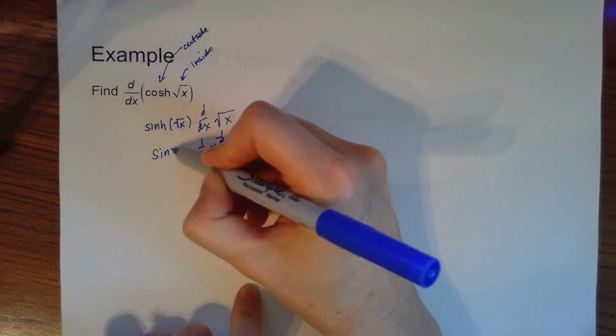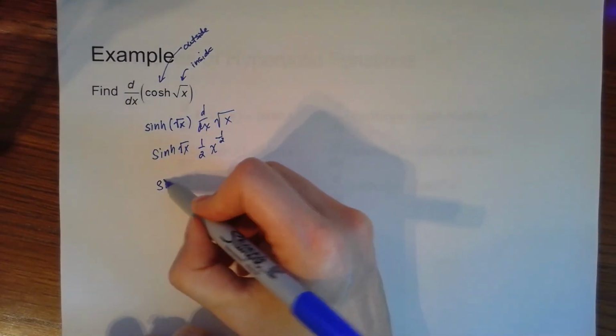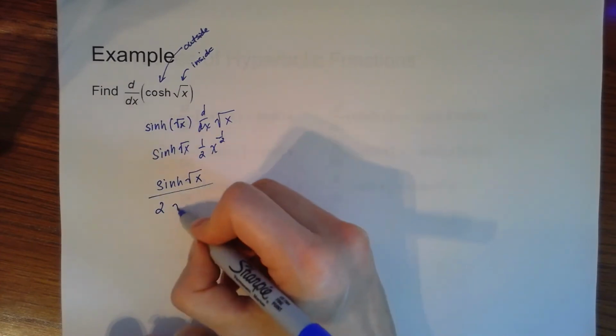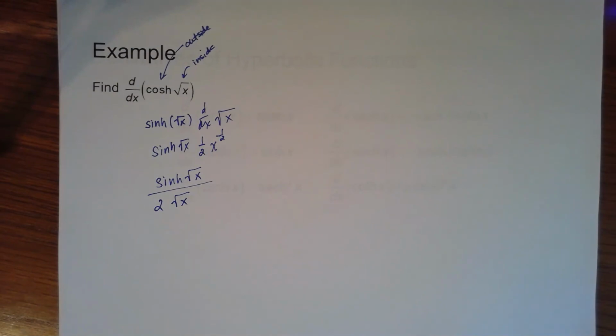Okay, so we might write it like that, or probably we'd write the hyperbolic sine of the square root of x over 2 square root of x. All right, so that's our introduction to hyperbolic functions, and next time we'll look at the inverse hyperbolic functions.